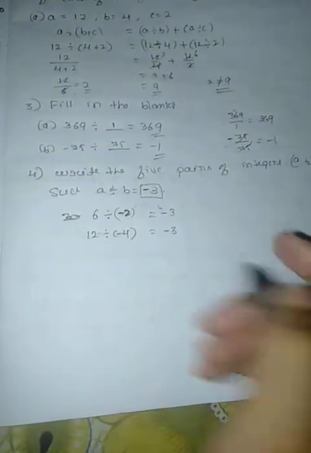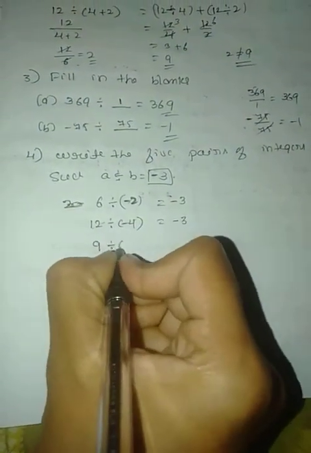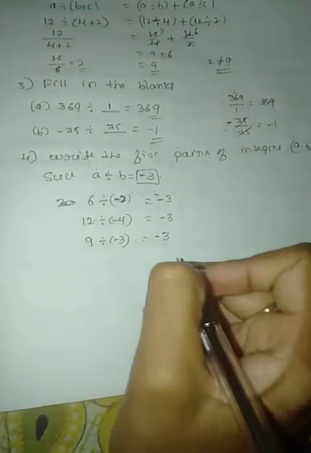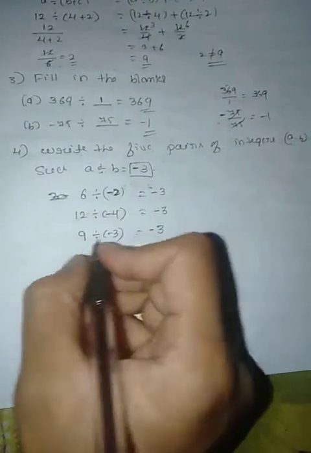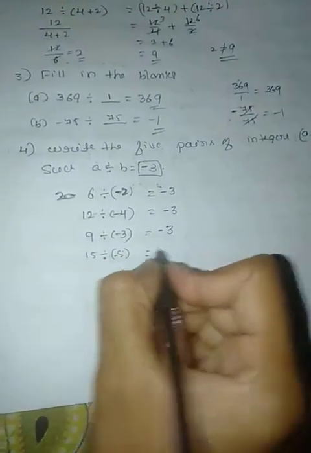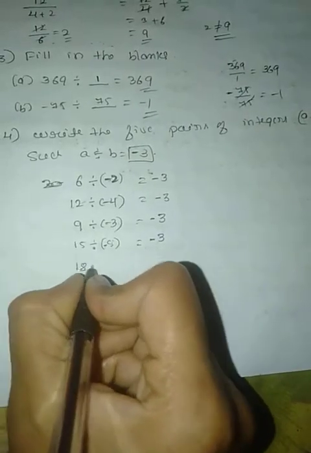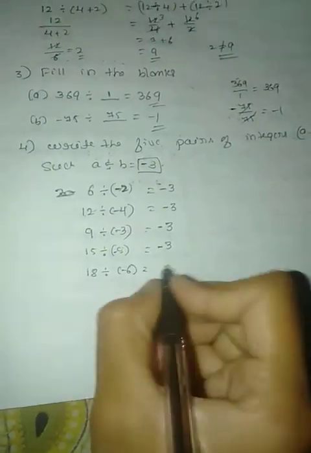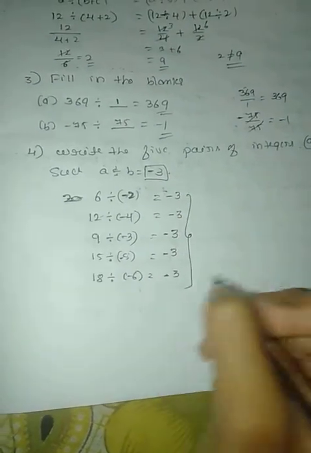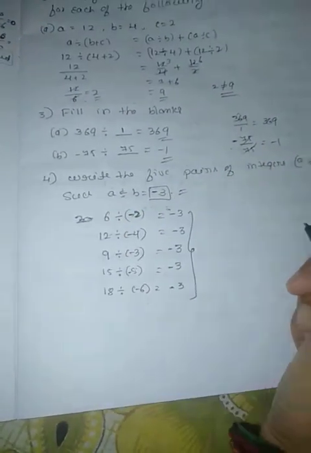The next one is 9 divided by minus 3. Minus 3 threes are 9. The next one is 15 divided by minus 5. Minus 5 threes are 15. And similarly 18 divided by minus 6. Minus 6 threes are 18. These are 5 pairs of integers such that a divided by b is minus 3.